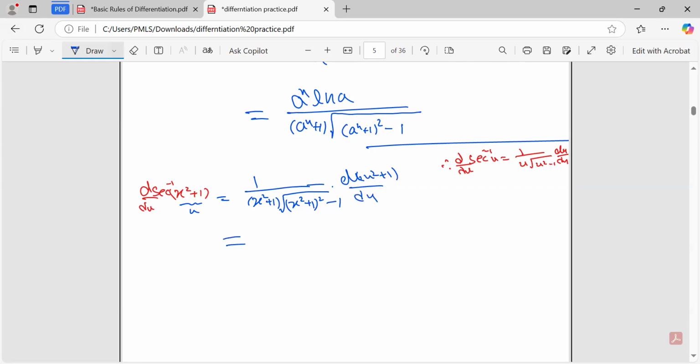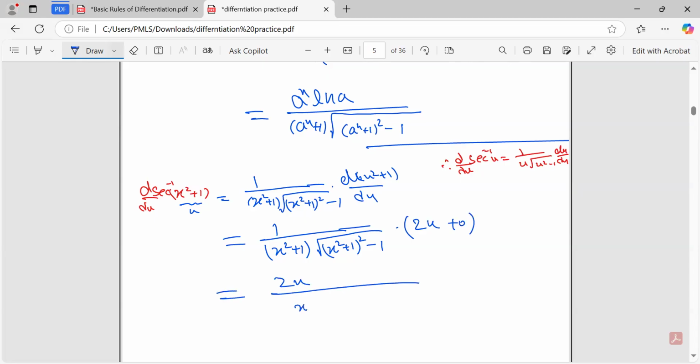So the final answer will be the derivative of x square plus 1, over x square plus 1 times square root of x square plus 1 whole square minus 1. The derivative of x square will be equal to 2x, and the derivative of a constant will be 0. So the final answer will be 2x over x square plus 1 times square root of x square plus 1 whole square minus 1. This is the final answer.